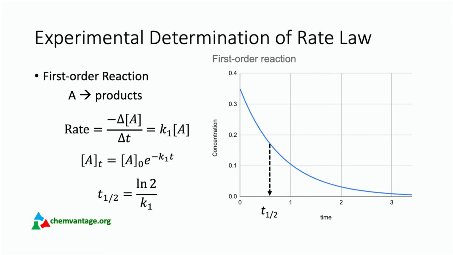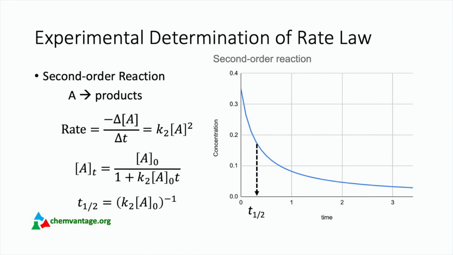The predicted half-life for any first-order reaction is log 2 divided by the rate constant. Notice that the half-life is not dependent on concentration, so measurements of subsequent half-lives should all give the same value. This is a unique aspect of first-order kinetics.